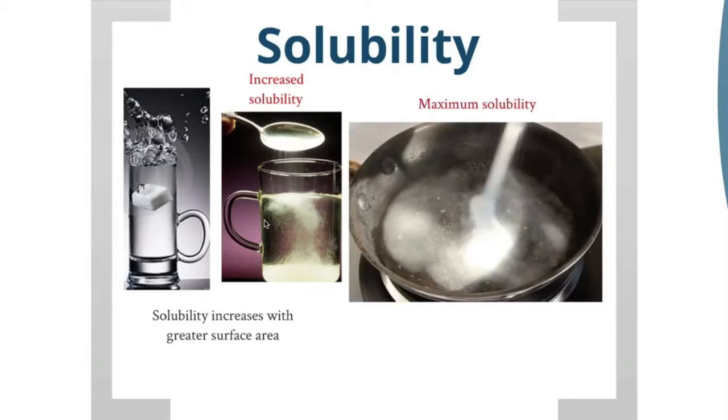Now, if you want to increase solubility even more, you raise the temperature. So here I have water boiling on the stove and I'm pouring sugar in. It's going to dissolve even faster because solubility increases with greater temperature. See, temperature is a measure of how fast the molecules are moving. So at a higher temperature, the molecules are going to be moving around a lot faster and the sugar is going to dissolve a lot faster.